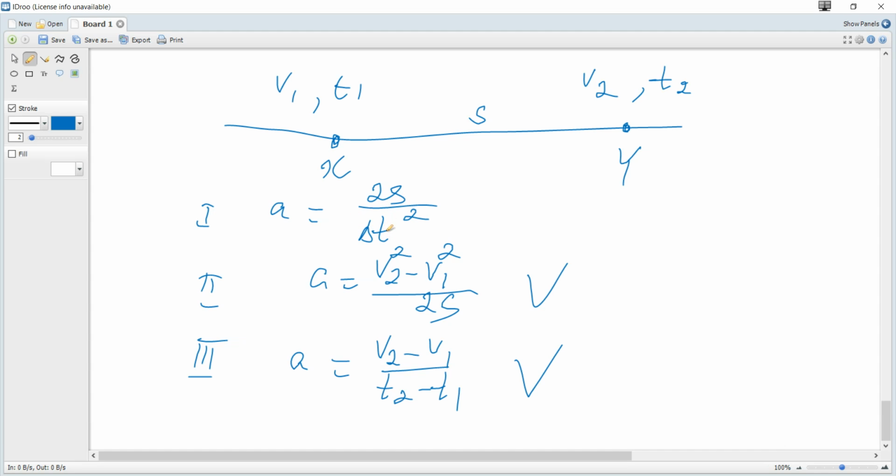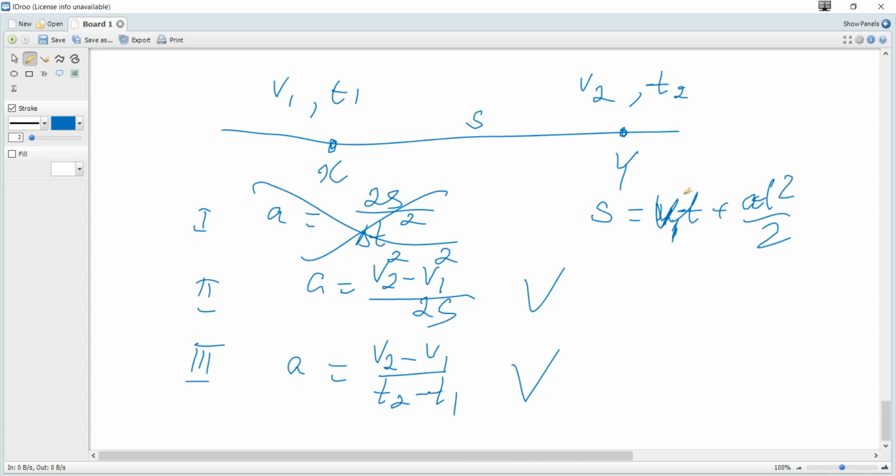And what about this? It seems to be from the formula S is ut plus at squared over 2, but u is the initial velocity, it's v1 here, and t is t2 minus t1 or delta t, and we can see that definitely it's not true because v1 is not 0. It would be true if it would start from rest. So 2 and 3, it's C.